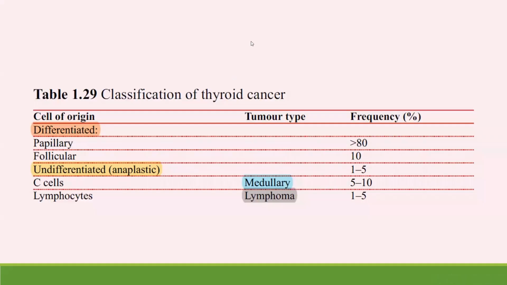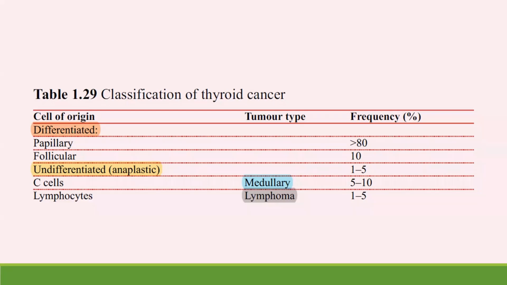And actually we'll discuss it in a separate chapter, inshallah. So a classification of thyroid cancer, we should know that differentiated thyroid cancer, papillary, represents more than 80% of thyroid cancer, follicular represents about 10%, and anaplastic, which is known as undifferentiated thyroid cancer, represents about 1 to 5% of thyroid cancer, and this is the worst prognosis in thyroid cancer.